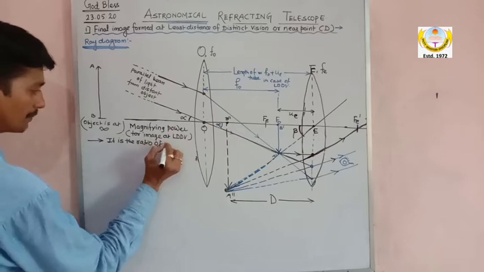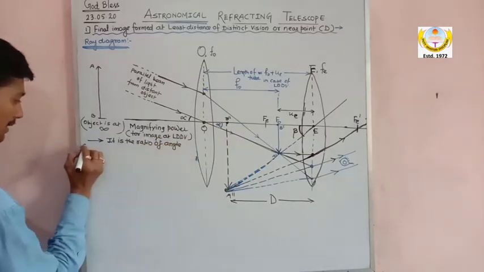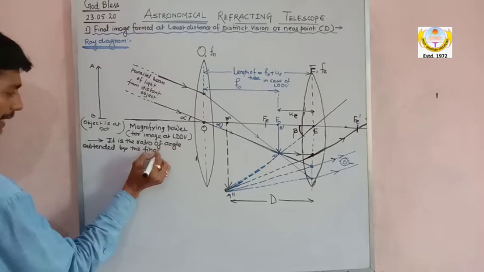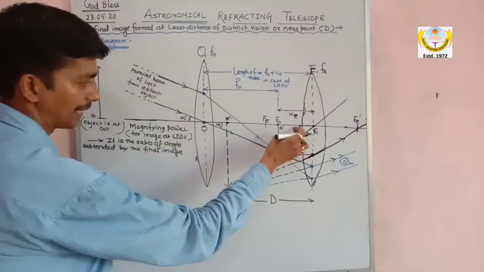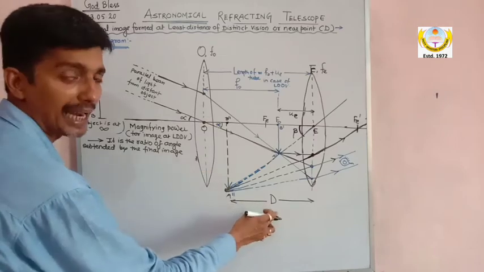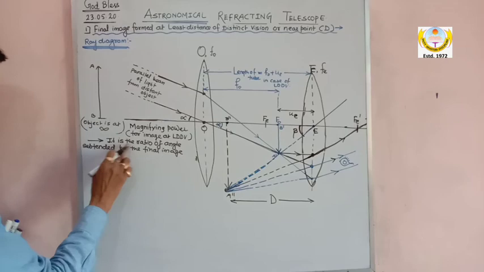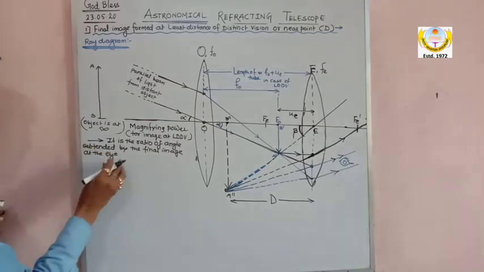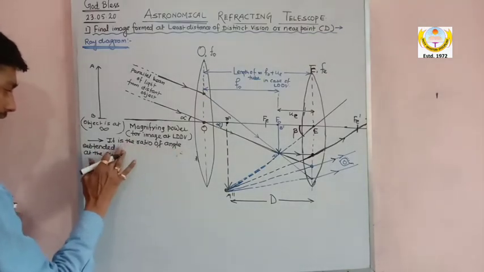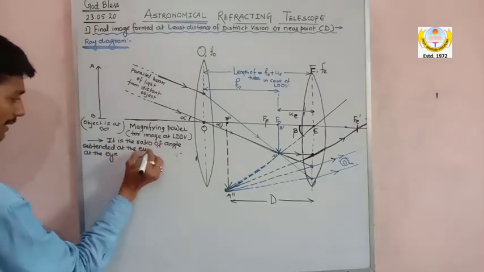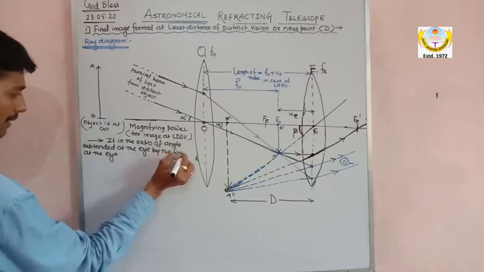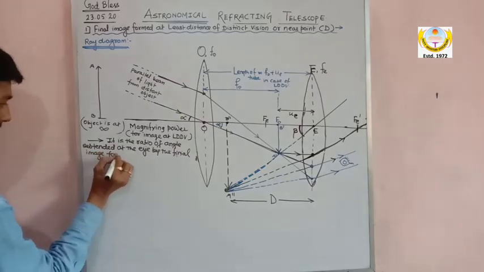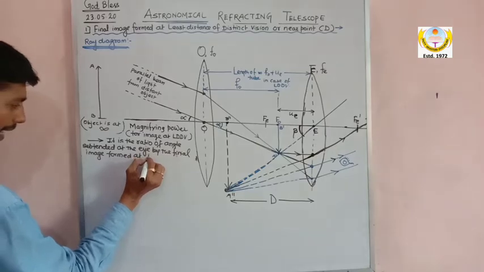of angle subtended by the final image. The angle subtended by the final image is beta, where this final image is formed at the least distance of distinct vision, the near point. So it is a ratio of the angle subtended at the eye by the final image formed at LDDV.